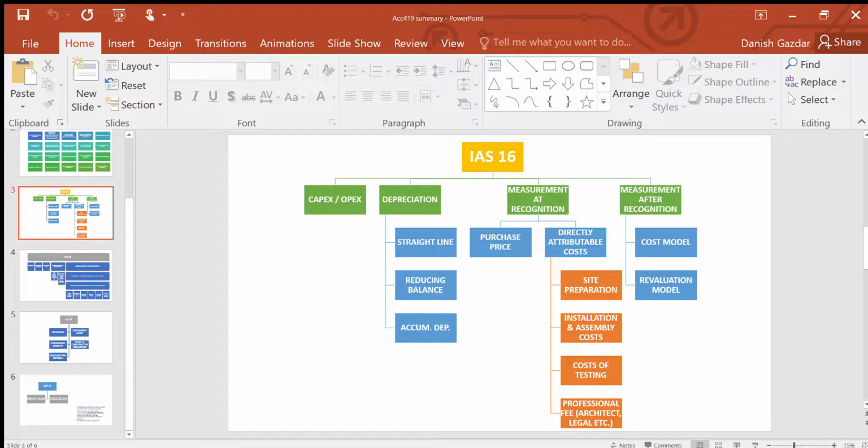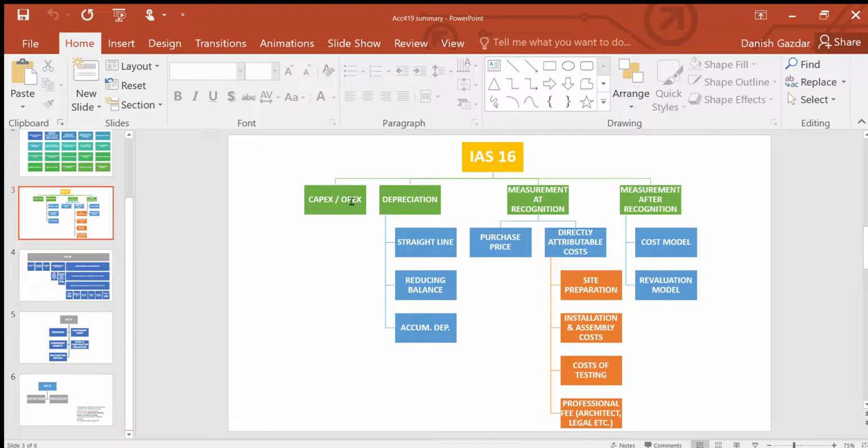Today we are going to discuss International Accounting Standard 16, which is called IAS 16, and it talks about property, plant, and equipment, the capital expenditure which the company incurs. We would discuss the depreciation, what is depreciation, then we would discuss what constitutes the cost of the asset, and lastly we would discuss the measurement after recognition.